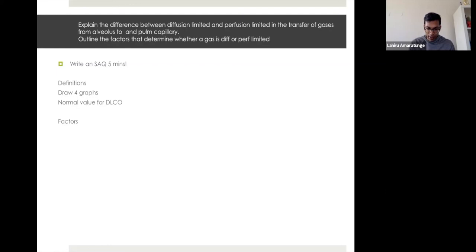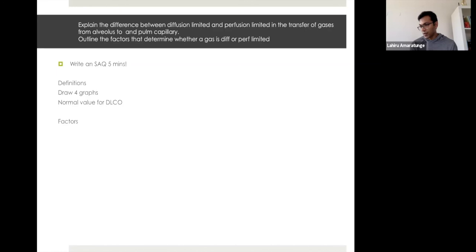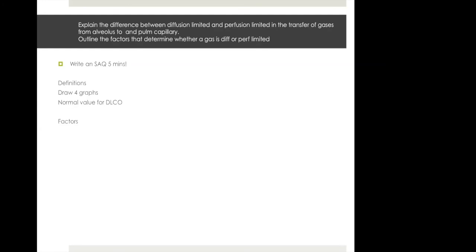Perfusion limitation is when the amount of gas transferred between the alveolus and capillary is dependent on the amount of blood passing through the capillary. Perfect. That determines the rate of the transfer. Simple, and literally exactly what you want in a definition. Good, keep going. Whereas diffusion limitation is where the rate of transfer is independent of the partial pressure in the blood.